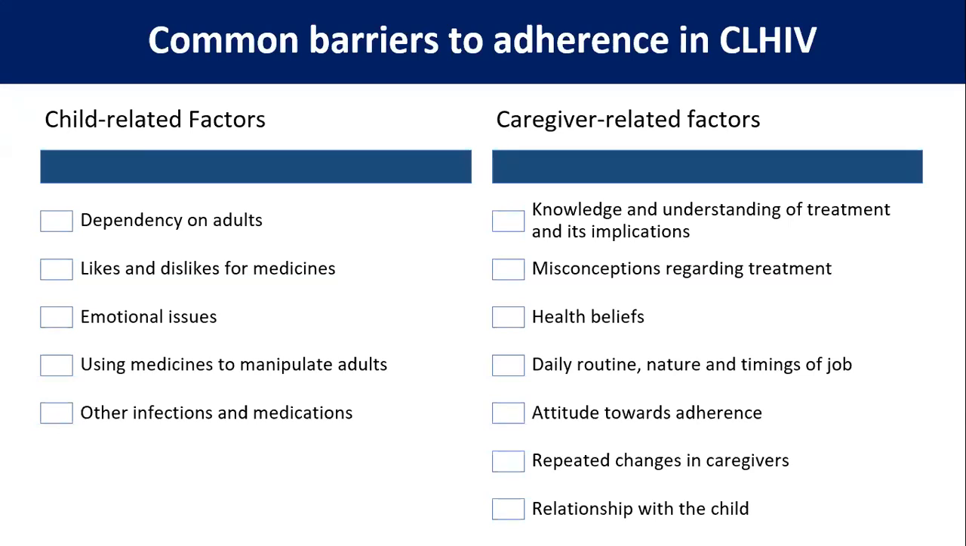And what other health beliefs, whether they believe that taking medicine for a long time will harm the patient. Those beliefs, if they are there, then we need to rectify them. Then daily routine, nature and timing of job. The caregiver's job timing and children's school timings also need to be taken care of, which can at times be a barrier to adherence. And in case of repeated changes in caregiver, each and every time we need to assess the new caregiver and counsel them accordingly. And we also need to know the type of relationship the child has with the caregiver.